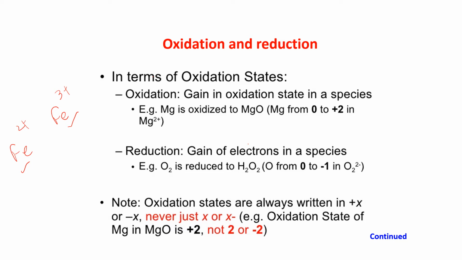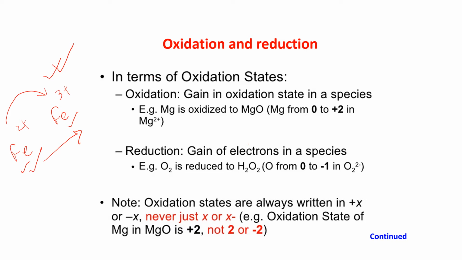In terms of oxidation state or oxidation number, we can define oxidation and reduction also. Now oxidation is gain in oxidation state. That means increase in oxidation number. In the following slides, you will see that. Oxidation is gain in oxidation state. Fe2+ is going to Fe3+. So it is gain in oxidation state. So that means it is oxidized. This example is an example of oxidation. Am I clear to you?